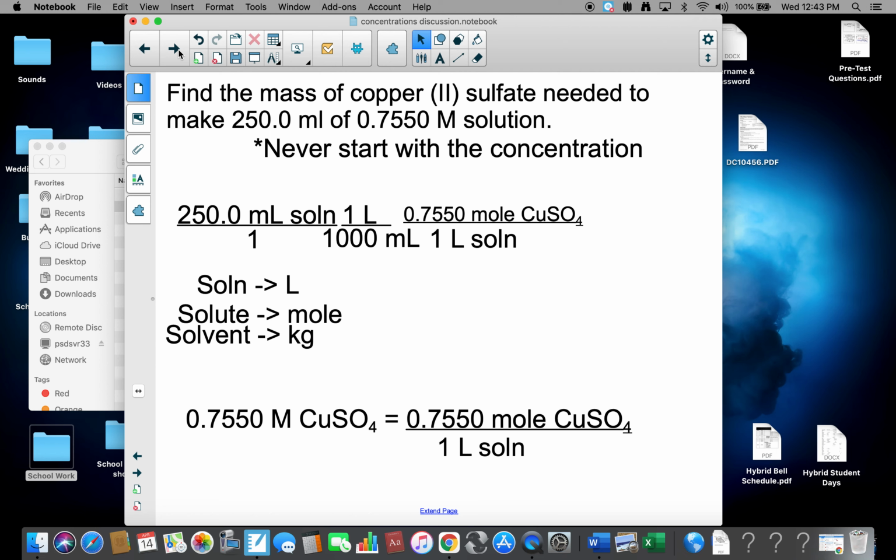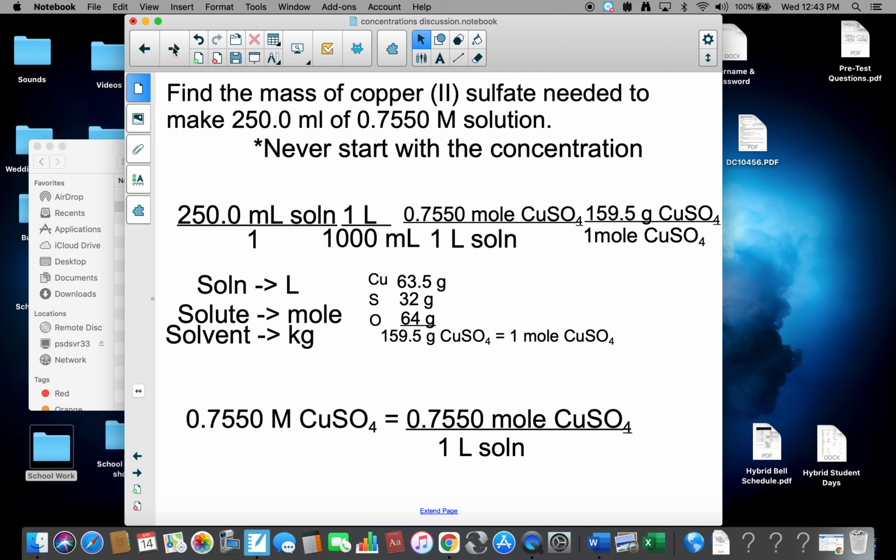Now, I'm in moles, and I want mass. So what I'm going to have to do is find the formula mass. Copper 63.5 grams, sulfur 32, and oxygen 16 times 4, 64 grams. 159.5 grams of copper(II) sulfate is 1 mole of copper(II) sulfate. Make our fraction: 159.5 grams of CuSO4 over 1 mole CuSO4. Everything crosses out, multiply through. We get an answer of 30.11 grams of CuSO4, and that's my answer.